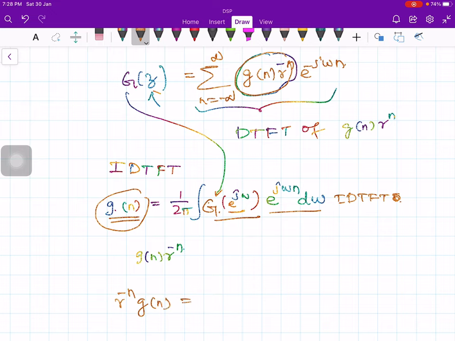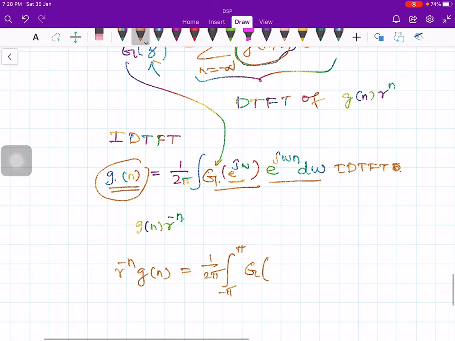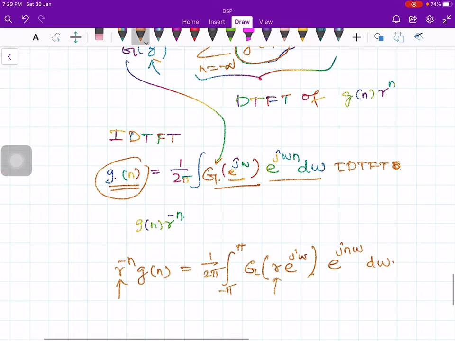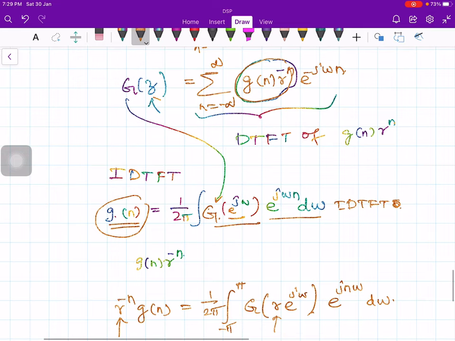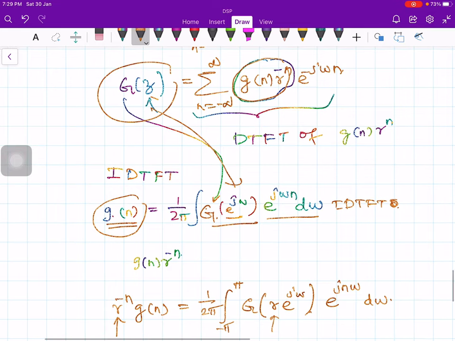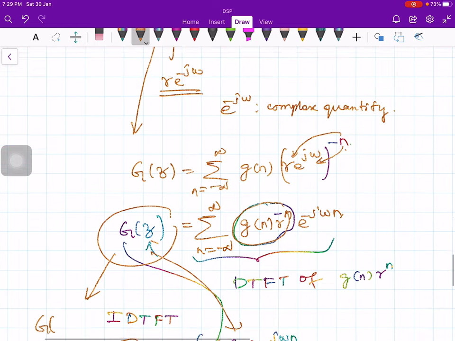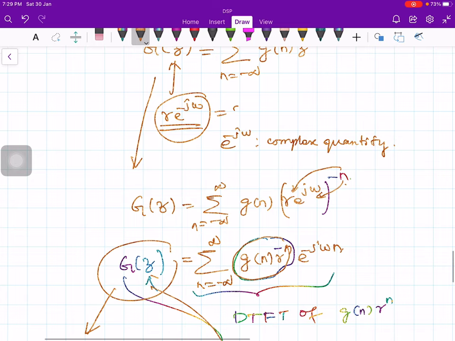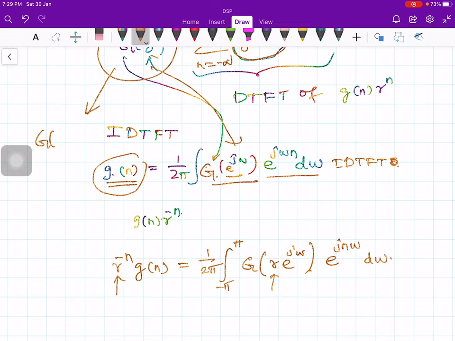This is equal to 1 by 2 pi integral from minus pi to plus pi. Now g of, instead of e to the j omega, it is r times e to the j omega. Because you are multiplying r to the minus n, therefore this r is coming here, and e to the j n omega d omega. Because this g of z is coming here. Similarly, what is g of z? G of z is g of, because we assumed z equal to r times e to the minus j omega, right? This is my z. Let me write down clearly.